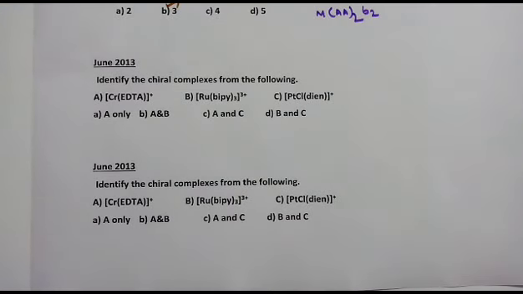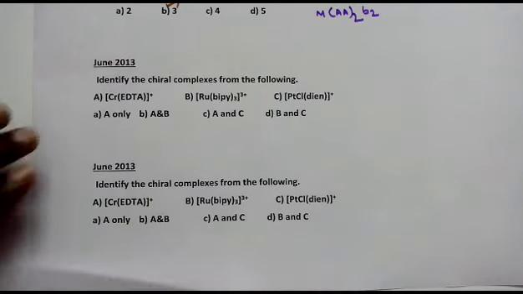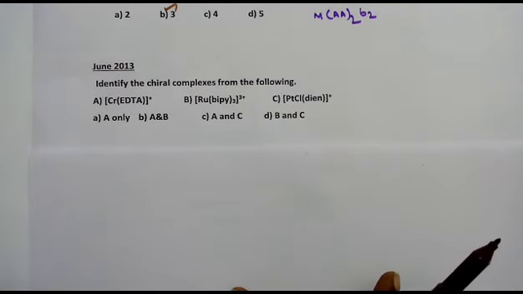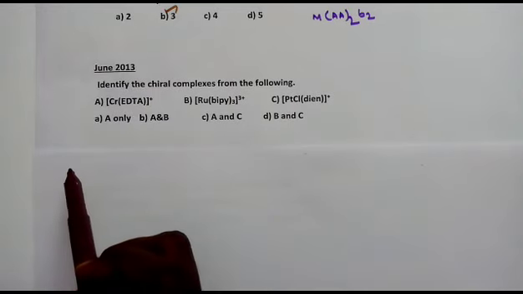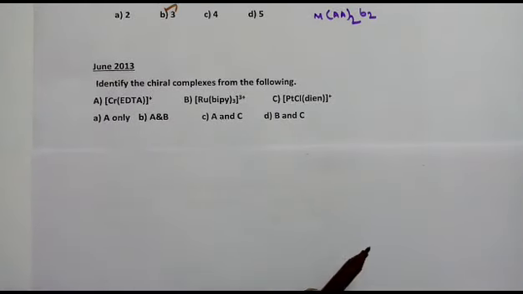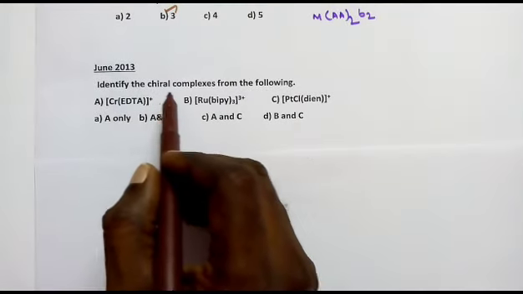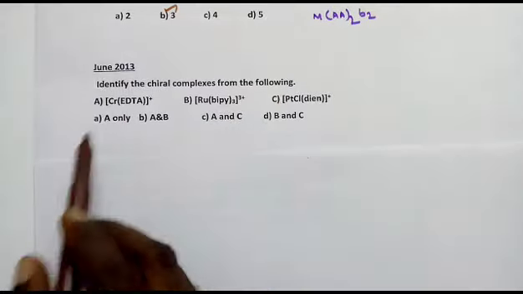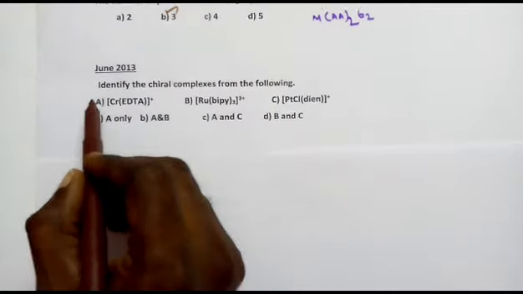And let's take this one. Identify the chiral complexes from the following. Look at this. The first one is the EDTA complex. We have already seen that EDTA complexes are optically active. So they ask to identify the chiral complexes from the following. EDTA complexes are optically active, we know.